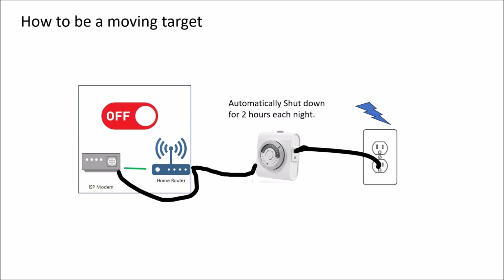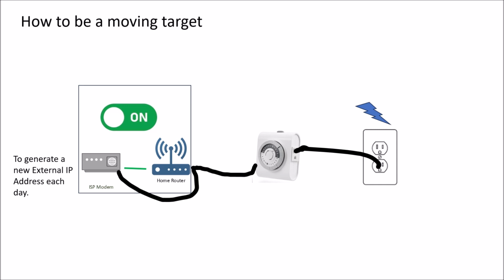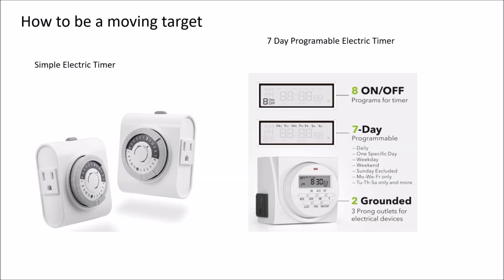But what you do is you shut it off for 2 hours each night, and that regenerates an external IP address each night and keeps your home moving on the internet. And if you do get an unfortunate situation where a bad actor gets your IP address, the next morning it's gone. So what you can do is look for some simple electric timers.